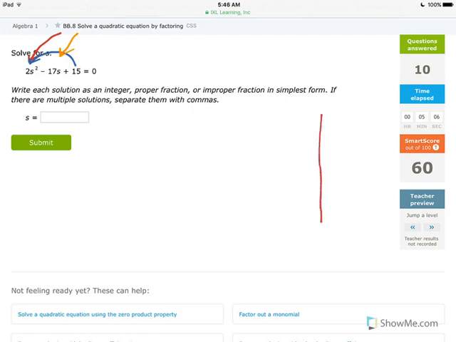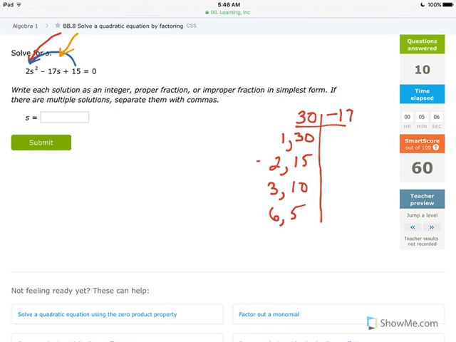So we need factors of 15 times 2, which is 30, that add up to be the middle, negative 17. And what are some factors of 30? We got 1 and 30, 2 and 15, 3 and 10, 6 and 5. You might already kind of see the answer. The 2 and the 15 is what's going to make the 17.